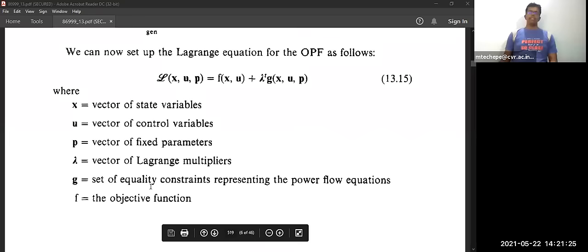Next, g is nothing but the set of equality constraints representing the power flow equation. Then small f is nothing but the objective function, that we all know. So L of x comma u comma p is equal to f of x comma u plus lambda dash into g of x comma u comma p. So this is the Lagrange function.